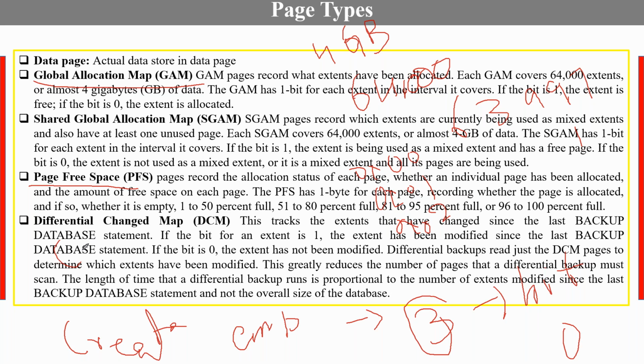If you create one more object that occupies 5 extents, you will see 63,992 remaining. The extents are allocated from the GAM page. So when you insert, update or delete, it gets the extents from the GAM page and starts inserting the data into those data pages.